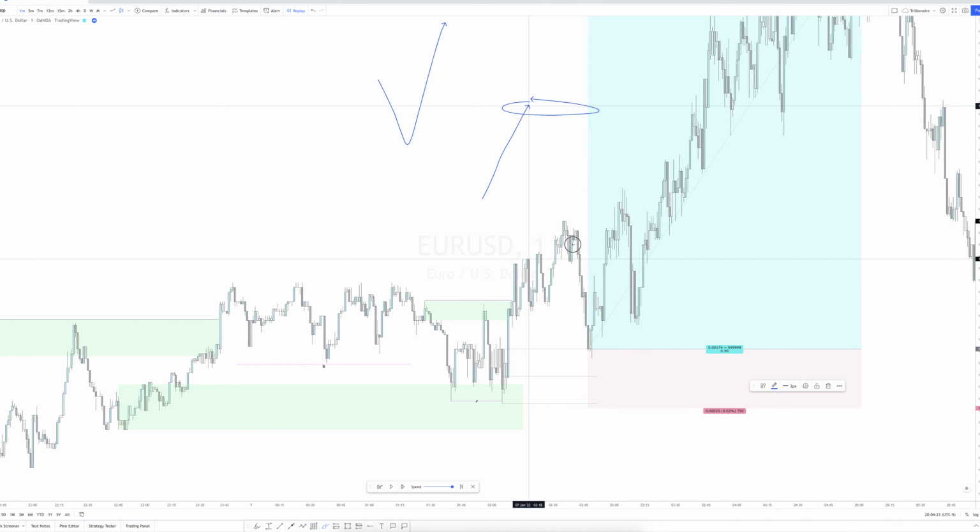So I set my limit here. This was my entry. And if we look at our original risk, remember, everything that I do is based around rules. There are rules for entry, there are rules for take profit, and there are rules for stop loss.